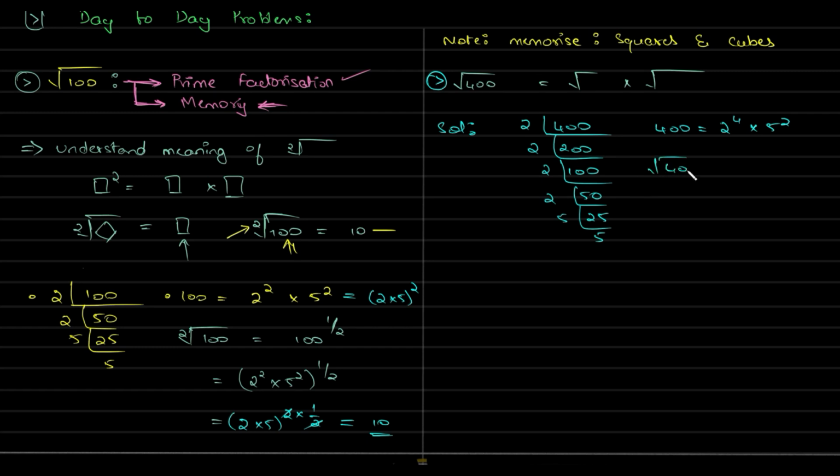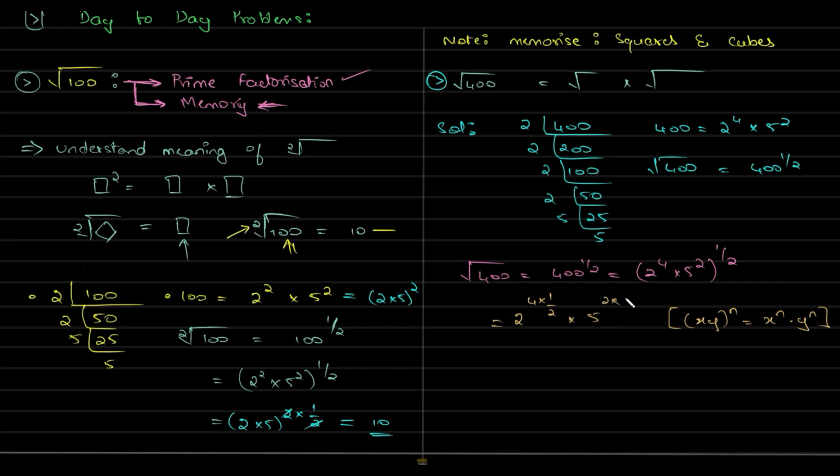And root of 400 can be written as 400 to the power of half. Okay, so let me substitute 400 as 2 to the power of 4 into 5 square, the whole to the power of half. So I will use one of the formulas, that is, I'll write the formula over here. xy whole to the power of n is x to the power of n into y to the power of n. So this is nothing but 2 to the power of 4 into half into 5 square into half.